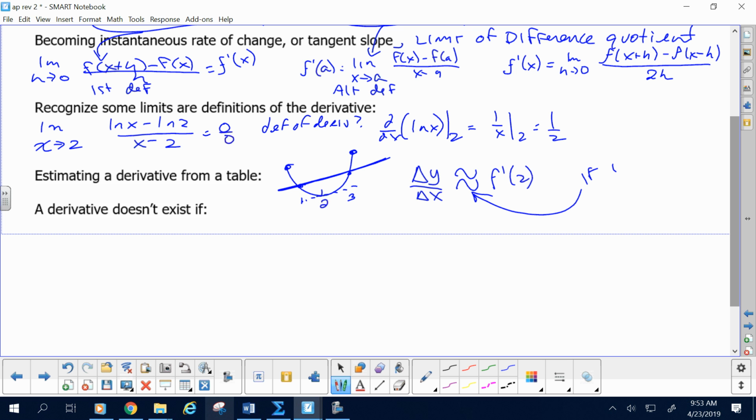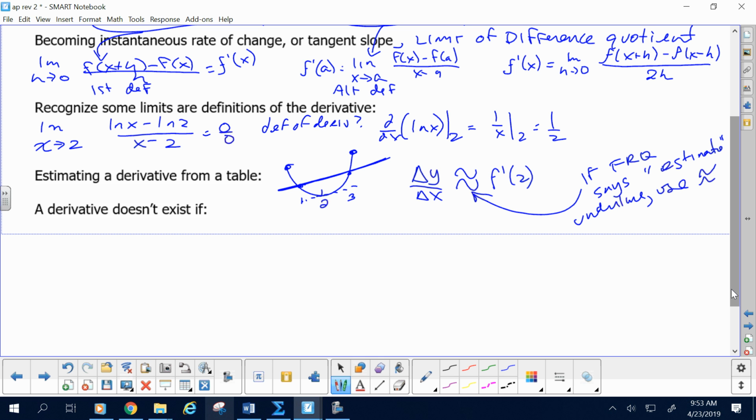If a free response question says estimate, then underline it and make sure you use that, because they will be looking to take off if you say the derivative at 2 is exactly equal to the change between points nearby. It's not equal to, it's an approximation. You with me?